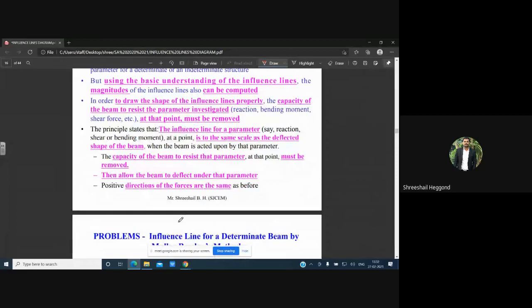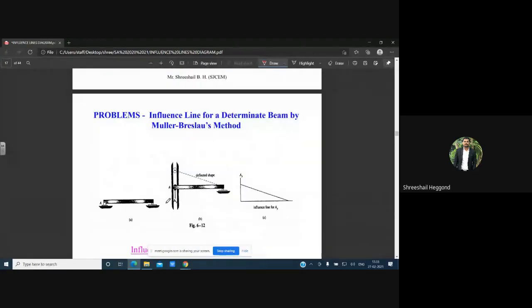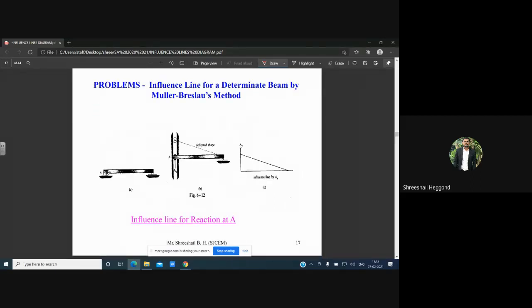Positive direction of forces are the same as before. The direction will not change with respect to Mueller's principles. It will be the same as our previous basics. Now we'll be dealing with influence lines for determinate beams, how we have to draw for particular structures. Now influence lines for a simply supported beam can be drawn as the same reaction diagram we have just now drawn.